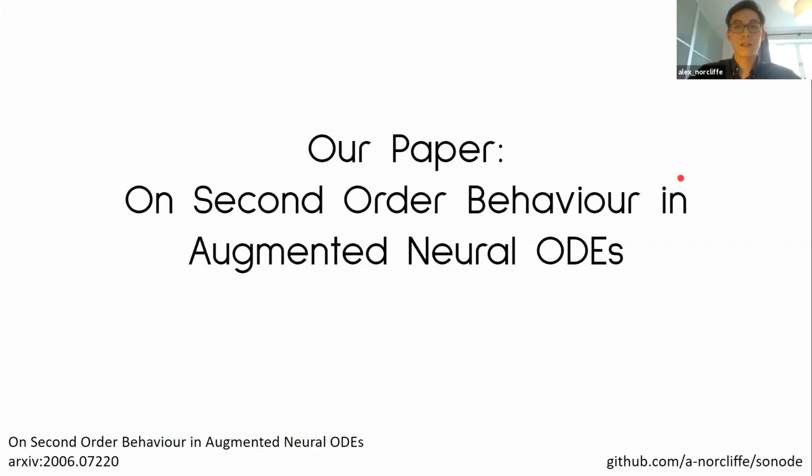Okay, so that's the introduction. Now let's move on to our paper. And this is on second order behavior in augmented neural ODEs. So what do we look at? We look at second order neural ODEs, so that's ODEs that are defined by an acceleration, not a velocity. And then we look at how these augmented neural ODEs we just saw, how they compare.